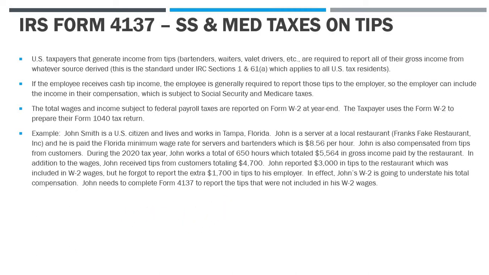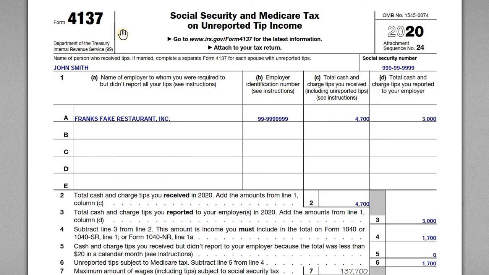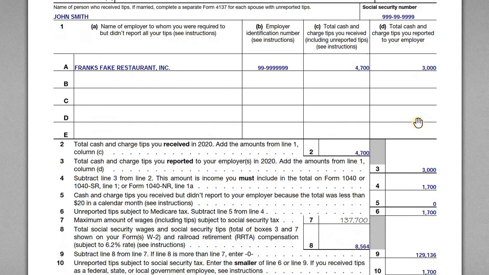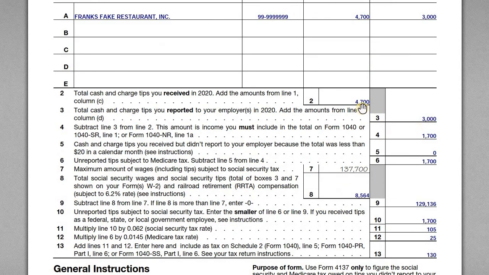Okay, so let's look at the form itself. So here, 4137, name of the file here. This would go along with your 1040. So name of the taxpayer, Social Security number, and then the name of the employer who is required to withhold these tips but didn't, right? So you could pull this information off your W-2, right? The name of the company, the EIN for the company, and then you include in boxes C and D the total cash tips that you did receive and then what was reported, right? And then you just go down the rest of the columns and rows and complete the rest of the form, right? So we have 4,700 in total tips received, 3,000 was reported.